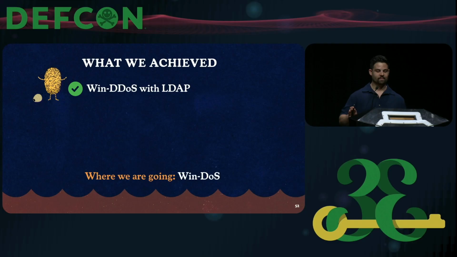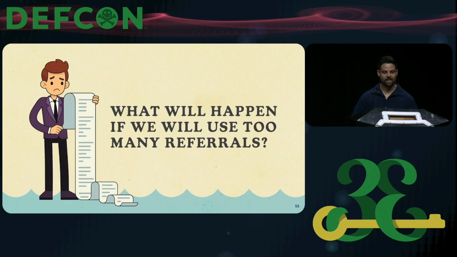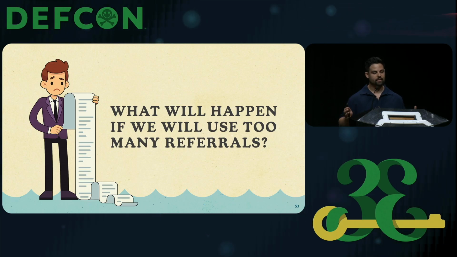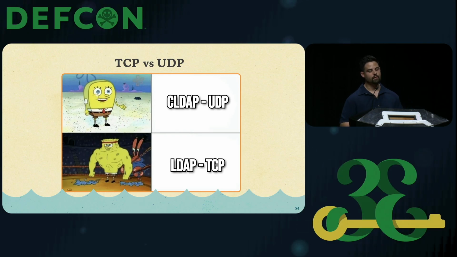But there's even more. There was more to exploiting this behavior. There was a Win-DoS to find, not just Win-DDoS. After understanding that we can send tens of thousands of referrals, we thought, what will happen if we send too many more? As we already saw earlier, there is a limit if we use CLDAP, because using CLDAP limits us to a referral list of about 64 kilobytes maximum, which is the packet size limit for UDP, so we must use TCP. But is there any other limit?